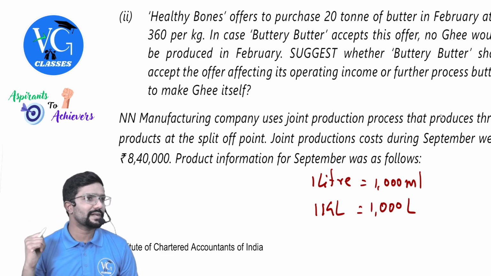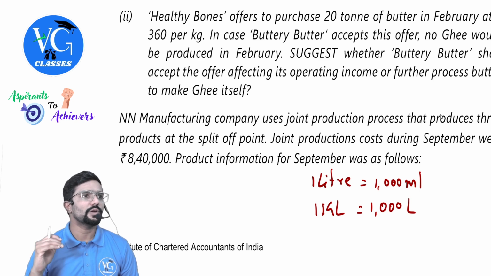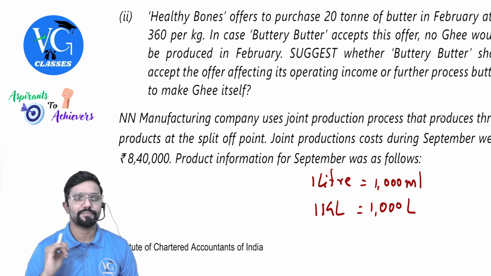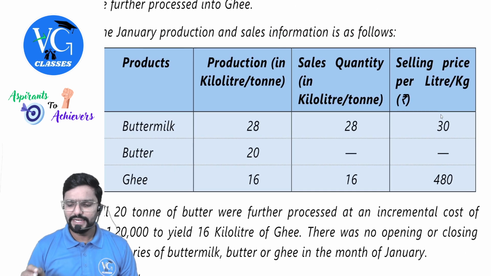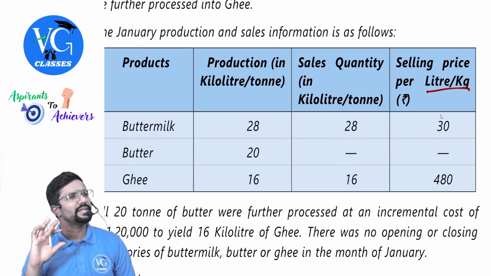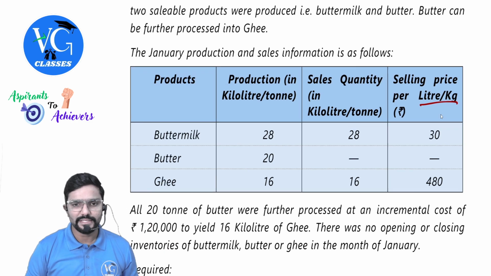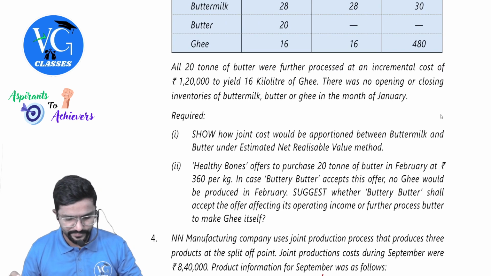All this will be helpful for our calculation. 1 liter is equal to 1000 ml. Same way, 1 kiloliter is equal to 1000 liter. Clear? And here liter and kg are one and the same. 1 liter you can assume to be 1 kg, because in a few places they have used kg also. Fine, let us move to the solution now.